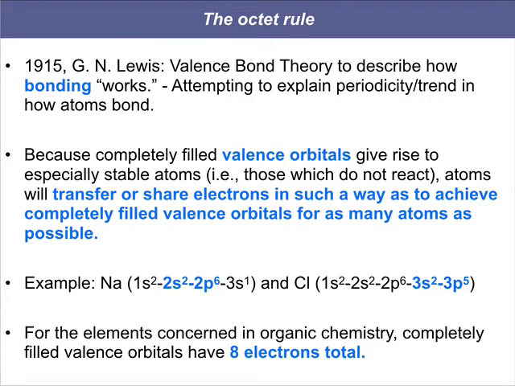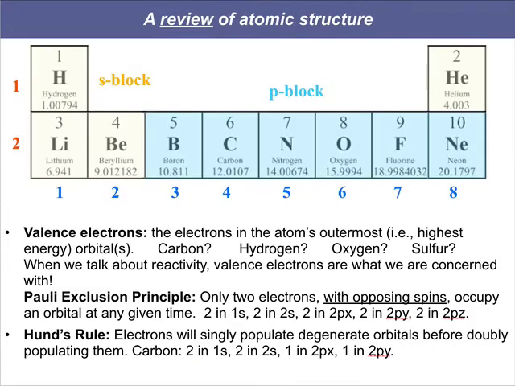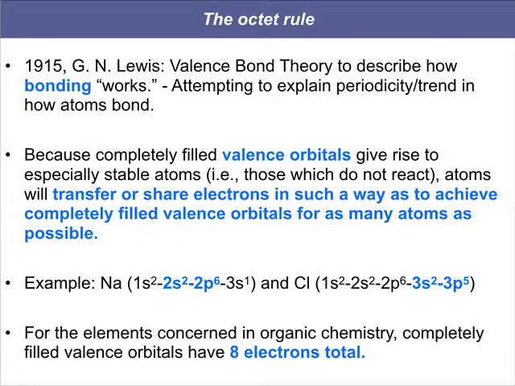All right, kind of as an offshoot of the observation that an atom like neon is stable with 8 electrons, and beyond neon would be argon, also stable with 8 electrons. That is where we got something that we call the octet rule. So in 1915, a guy named G.N. Lewis, he was working at Berkeley at the time, was working on a theory called valence bond theory. And he was trying to basically explain how bonding works.